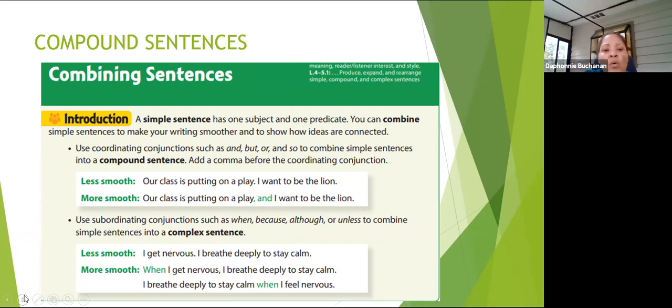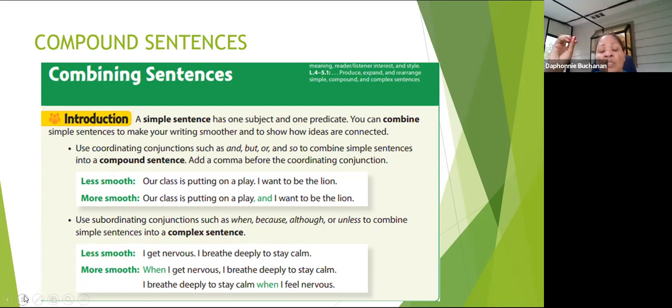So we have here in the example, our class is putting on a play. I want to be the lion. So we have two simple sentences, but if we wanted to be a little smoother, our class is putting on a play, and I want to be the lion. It sounds better because we pause with a comma instead of completely stopping.